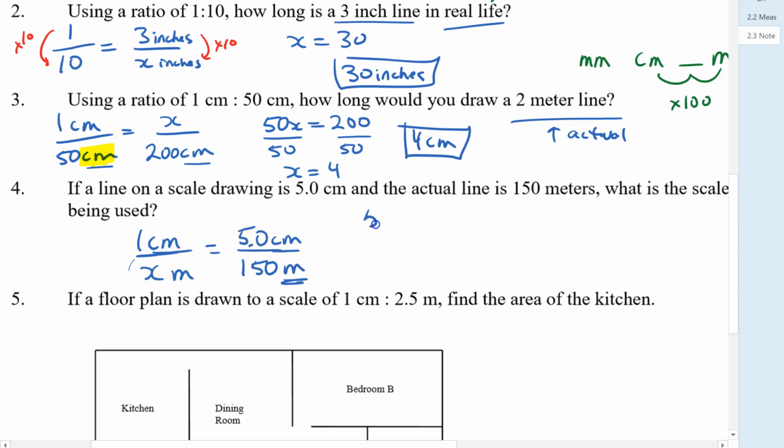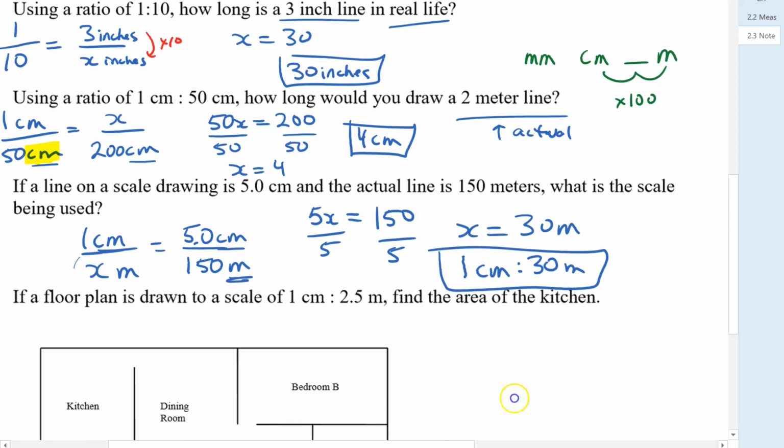5 times x is 5x, which is equal to 1 times 150, so that's 150. I'll divide both sides by 5. And now I get x is equal to, what is that, 30, and 30 meters. So my answer is, what is the scale being used? Here, again, there's 3 different ways to do it, but I'll say 1 centimeter for every 30 meters. That's one of the 3 ways you could do your scale.